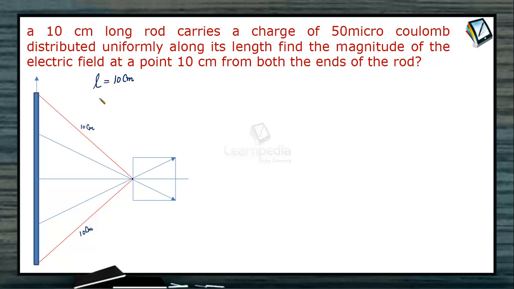For now we will be using the length L, and the charge carried by this is 50 microcoulomb. So 50 into 10 to the power minus 6 coulomb. So we can always calculate the value of lambda, which is Q by L, charge per unit length.